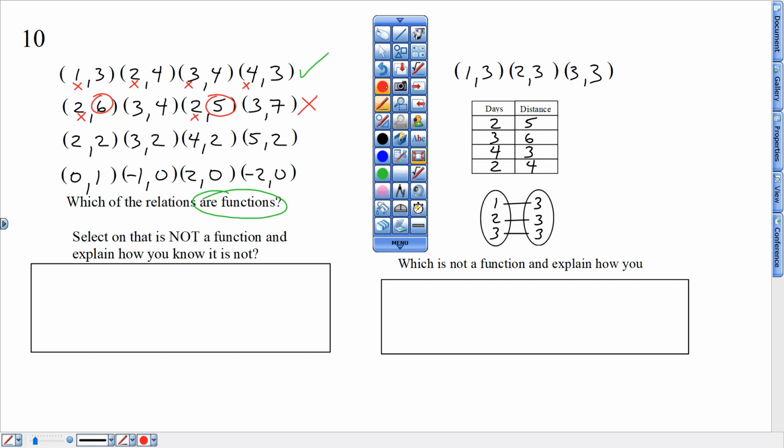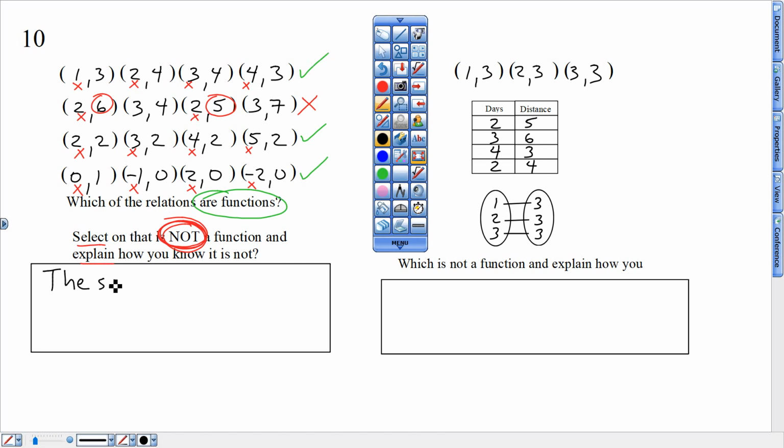If I look at the other ones, none of these x numbers are the same. So even though all these are, don't look at those. This is key. None of these x numbers are the same. Positive is not the same as negative. Those are good. All 3 of those are good. But then remember, the next one says select one that is not a function and explain how you know. So I'm going to use a complete sentence.